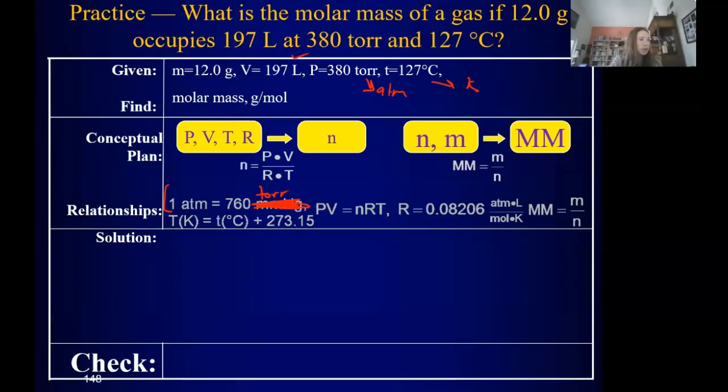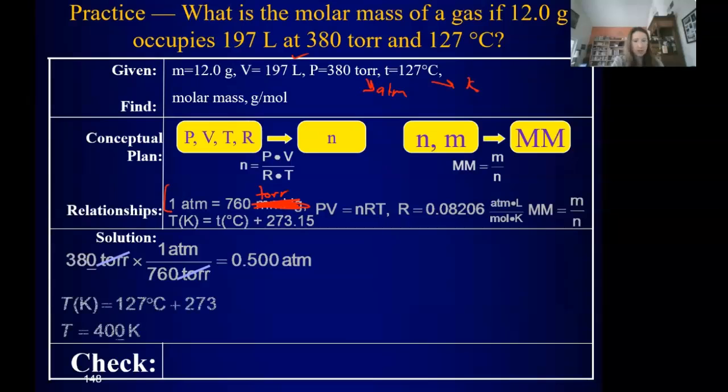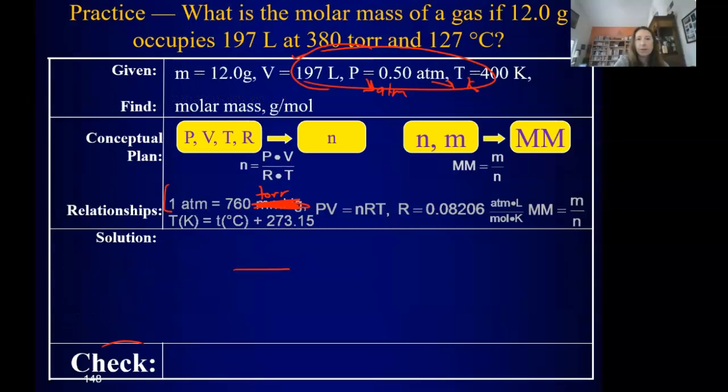Okay, so if we start this, first we have to convert and get rid of our torr. So this is going to become 0.5 atmospheres. So do that quick conversion. Do a little quick temperature conversion, right? And then I'm going to put those numbers at the top. So there we go. Now everything is in the correct units.